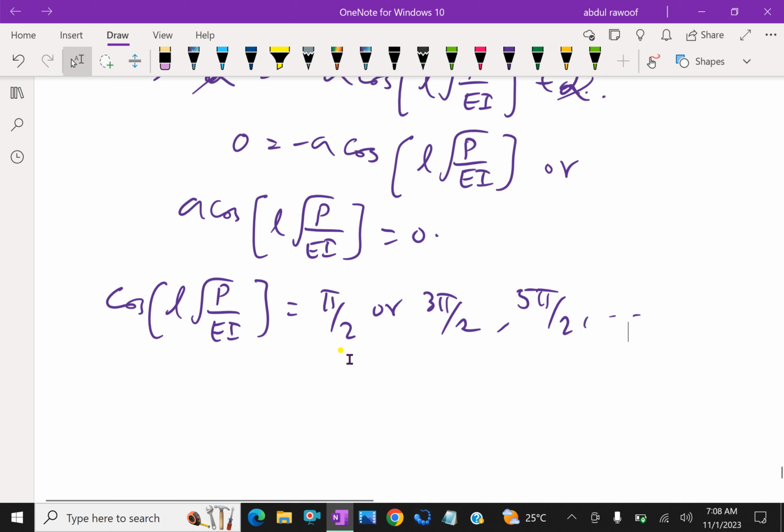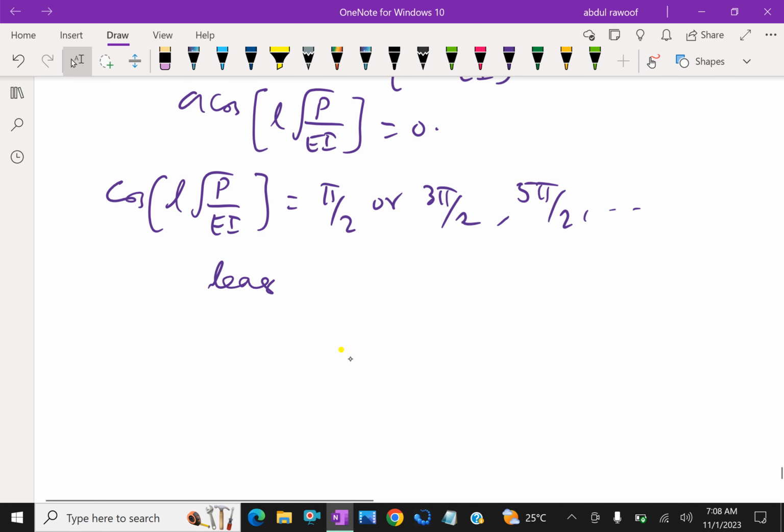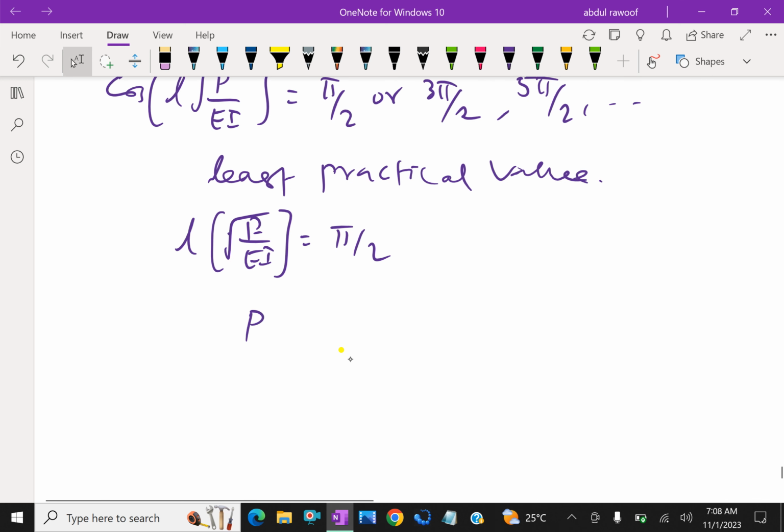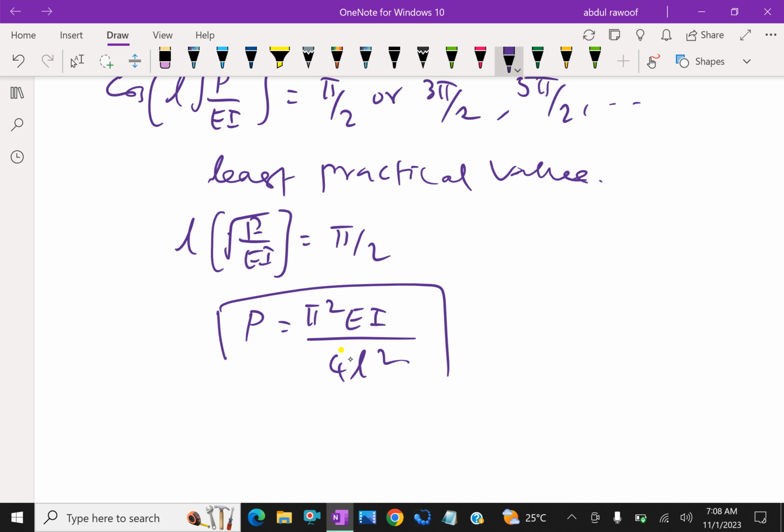Taking the least practical value, the least practical value we will take. For that we have L square root of p over EI equals pi by 2. From this, by cross multiplying and squaring, we get P equals pi square EI over 4L square. This is the crippling load for a long column with one end fixed and the other end free.